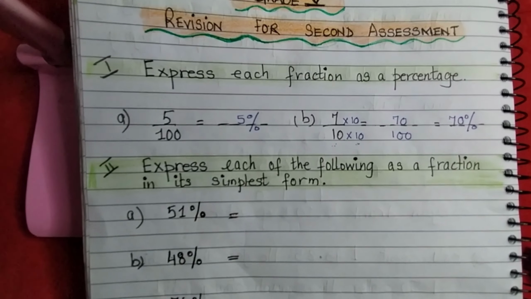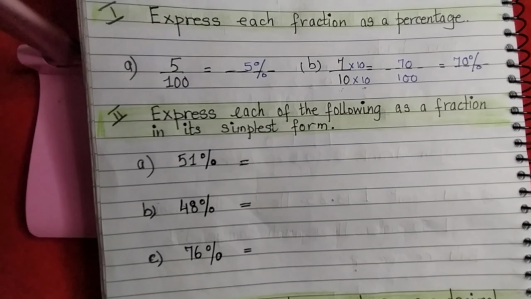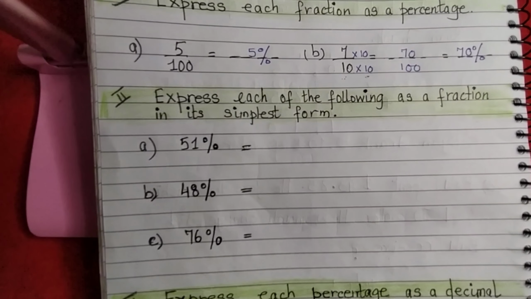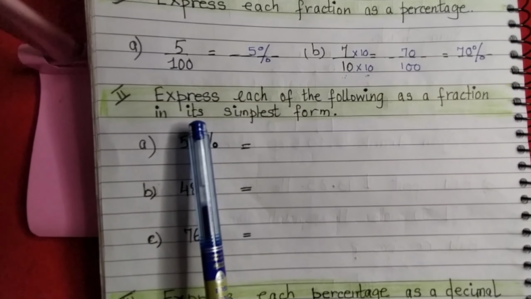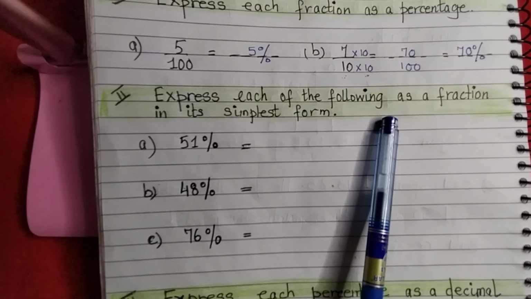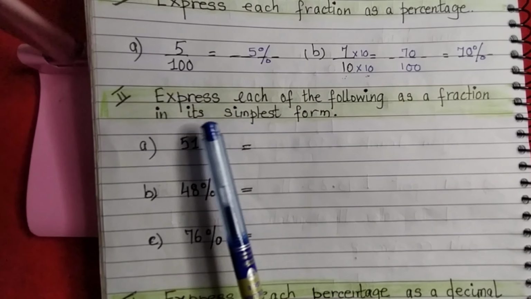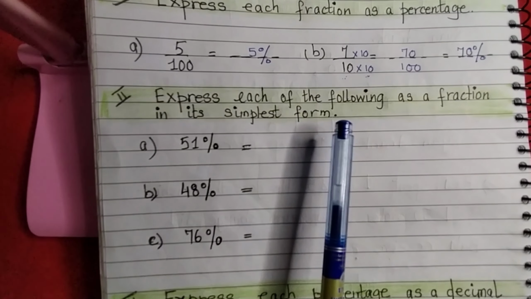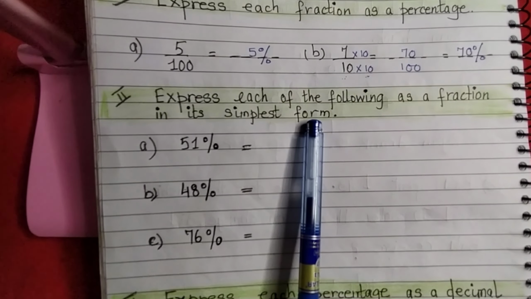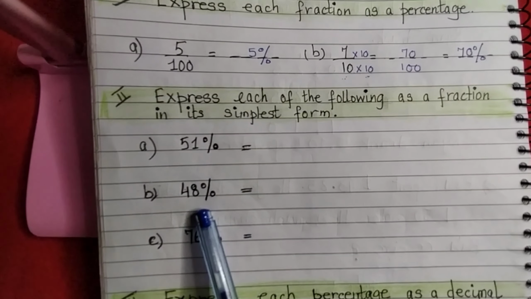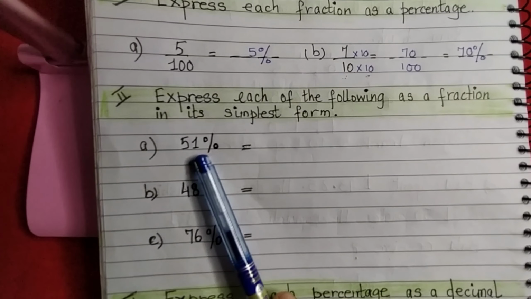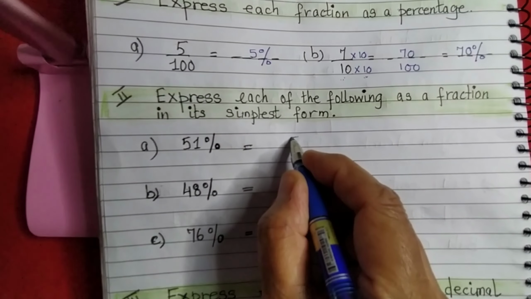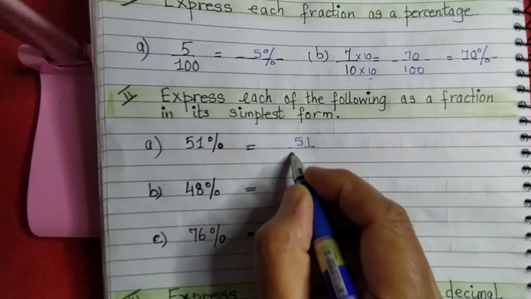Now moving on to the next part, question number 2, 51%. The question says, I just forgot to read the question, children. Express each of the following as a fraction in its simplest form. Now they have asked you to convert these percentages into fractions first, then bring it to the simplest form, reduce them. 51% makes it 51 upon 100.